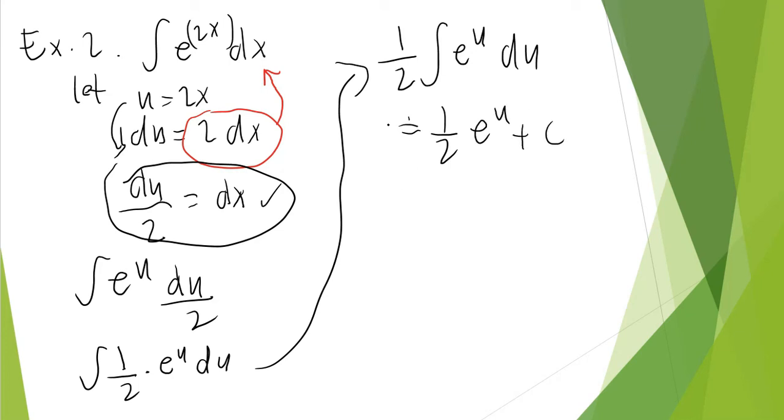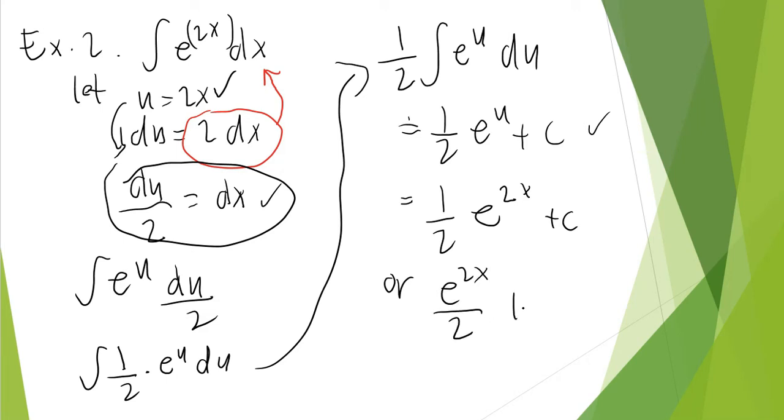Next step is we put back the value of u doon sa ating nakuha, no? So, therefore, 1/2 e to the u, where u is 2x, plus c. Or the final answer is e raised to 2x over 2 plus c.